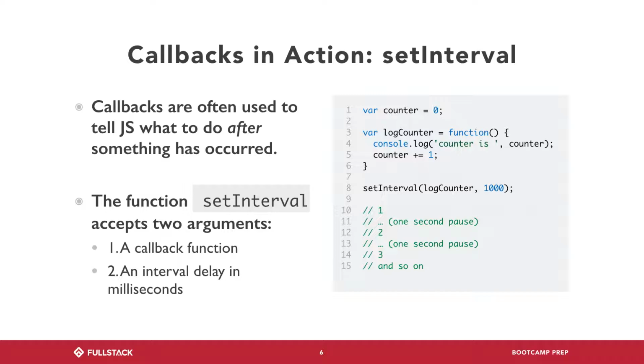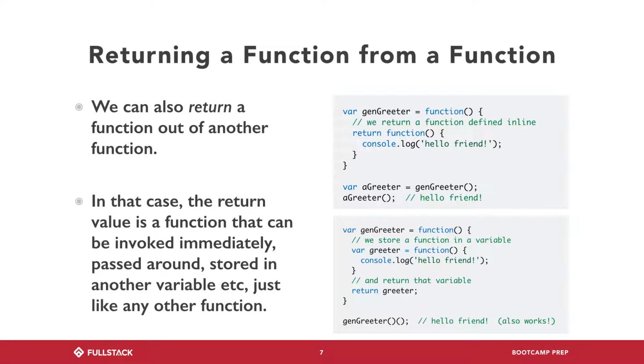So this is just another example of using a callback. We're giving it a function that we're going to call over and over and over again. So once again, same concept: we can take functions, we can pass them to other functions, and the other functions can call them. It's a real world example.